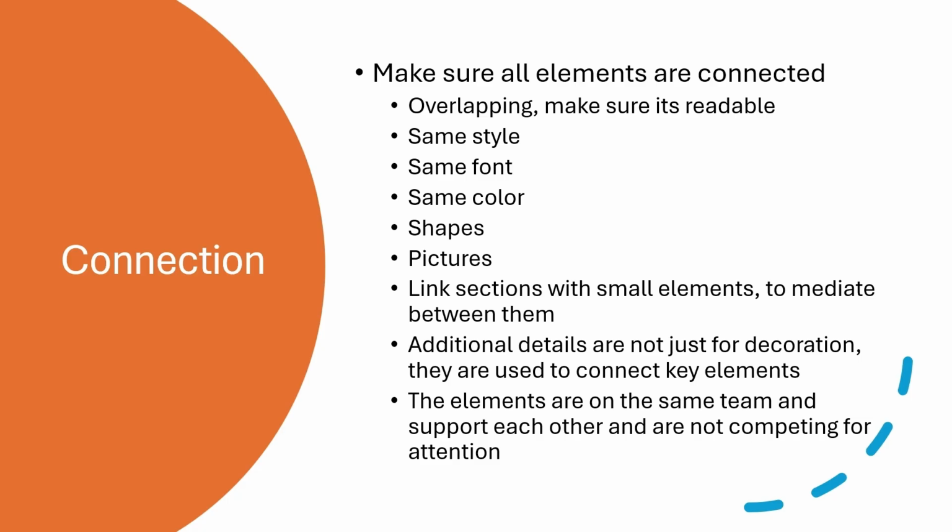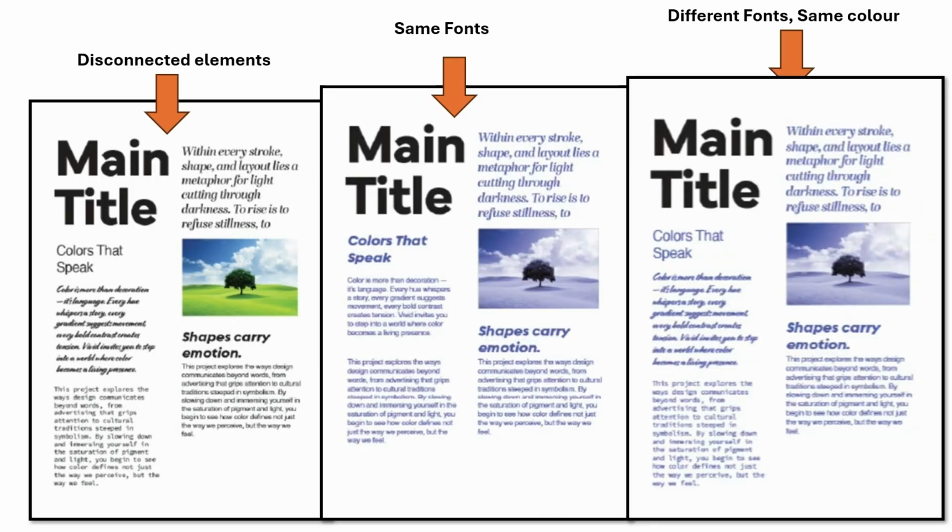they're supporting each other, and they're not competing for attention. So, for example, on the left side you've got disconnected elements, different fonts, different styles, different spacing. All these different paragraphs have got different styles of fonts, and it's a little confusing to the reader. In the middle example, it's all using the same fonts, but they're just different sizes. And on the right, you've got different fonts, the same color. So that's one way of connecting everything together, just by using the same color.